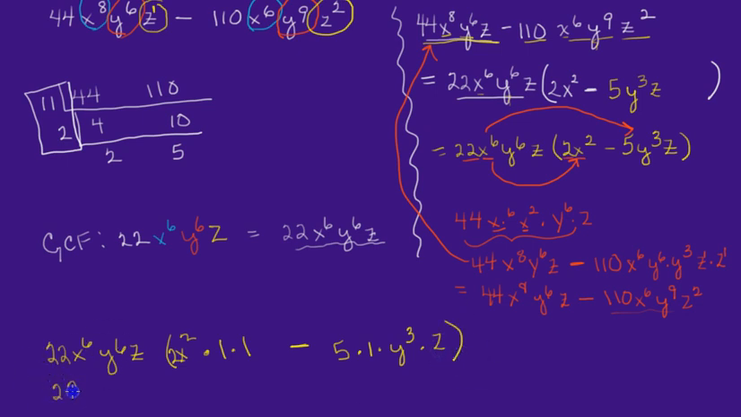So I have 22 x to the 6th, y to the 6th, z times 2x squared times 1 times 1. Well, that's just 2x squared minus 5 times 1, that's 5, times y cubed times z. So that's another way of looking at it.